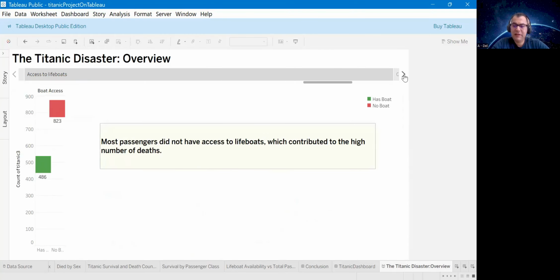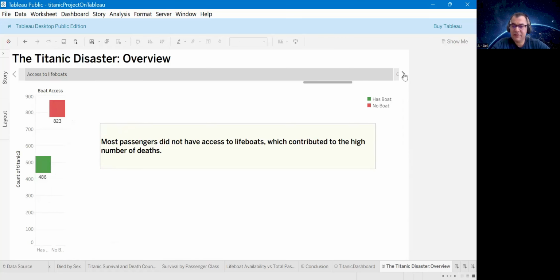In my opinion, the most important part in this analysis is how many people got access to the boats. We find a very, very small number compared to those who couldn't have access to lifeboats, which means most passengers didn't have access to lifeboats, which contributed to the high number of deaths.